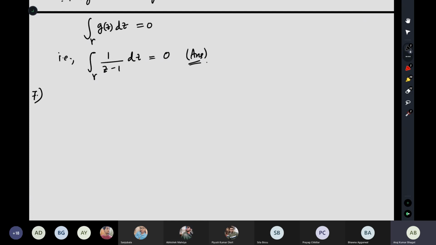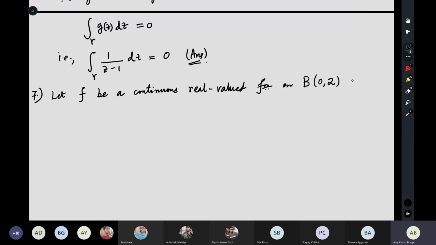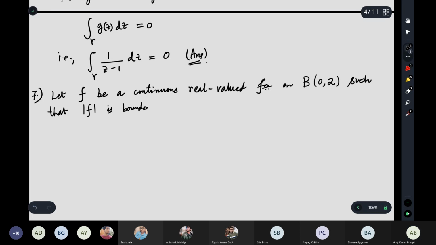Okay. So number 7, what is given in the question? Let f be a continuous real valued function. So this will be very much helpful for us. That means f is a function from some domain of C, but the answer is always a real number. Okay, this will be useful after some time. Remember, it is a real valued function on this domain, which is a subset of C, such that mod f is bounded above by 1, that is, modulus of f of z is lesser equals to 1 for every z inside this ball.